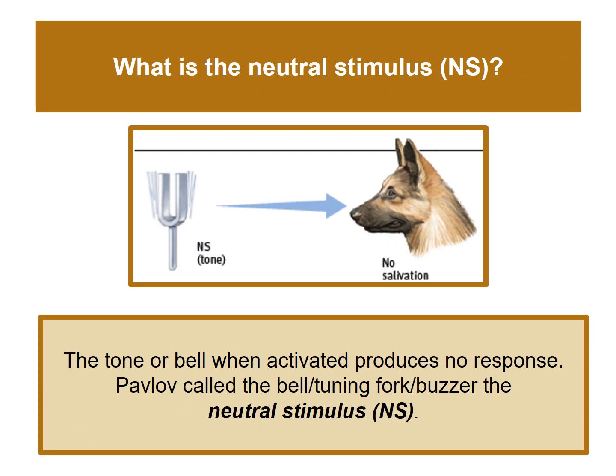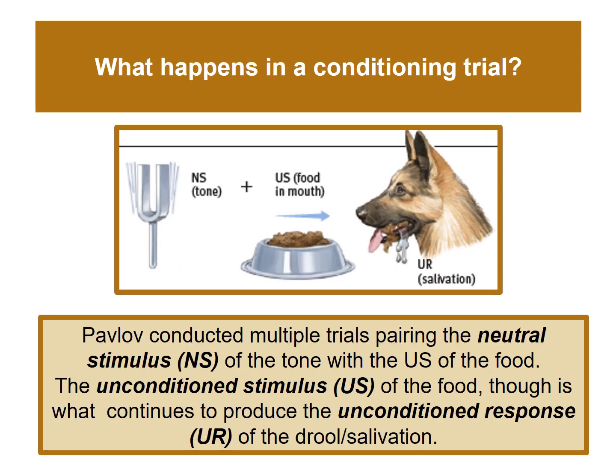The neutral stimulus is the tone or the bell, which when activated produces no response. Pavlov called the bell, tuning fork, or buzzer the neutral stimulus. On its own, it produced no response. So what happens in a conditioning trial? Pavlov conducted multiple trials pairing the neutral stimulus, the NS, of the tone with the unconditioned stimulus of the food. The US of the food, though, is what actually continues to produce the unconditioned response of the drool and salivation.